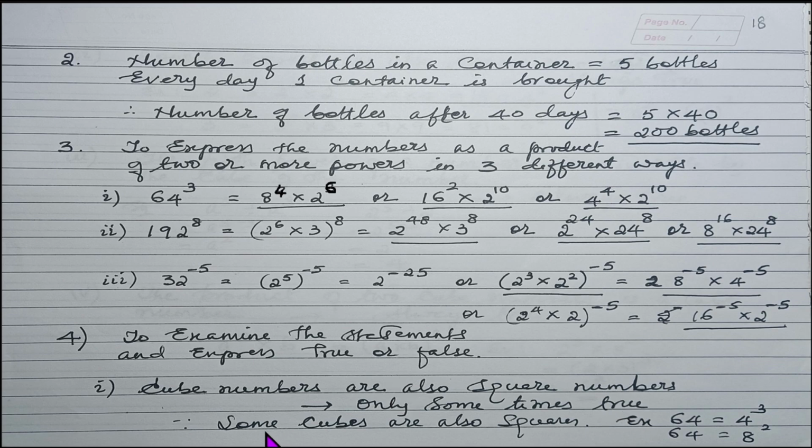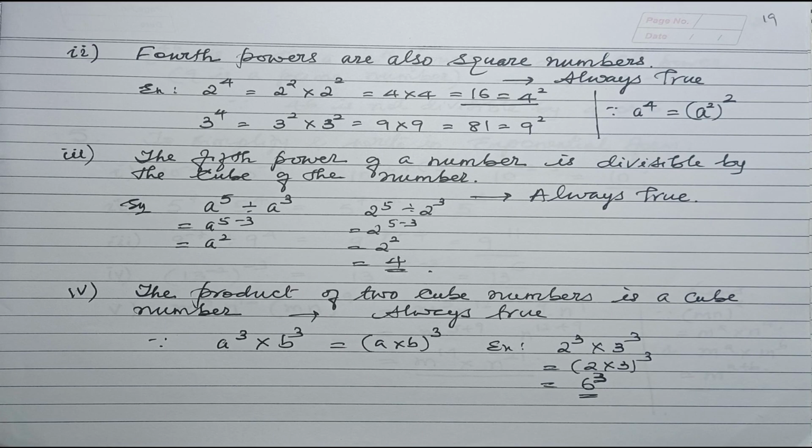This is sometimes true, because 64 is 4 cube and 64 is 8 square, so definitely we can express the cube numbers as well as a square number. Now fourth powers are also square numbers. If you take 2 raised to 4, then it will be 2 square into 2 square, that is 4 into 4, therefore it is 100% a square number. Now 3 raised to 4 can be written as 3 square into 3 square, 9 into 9, and therefore fourth powers are also square numbers is always true.